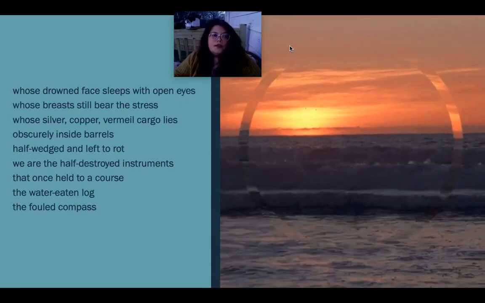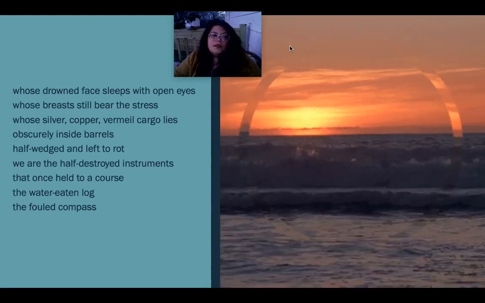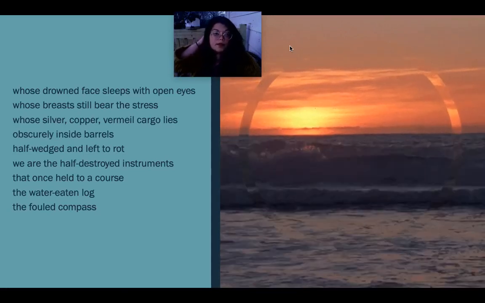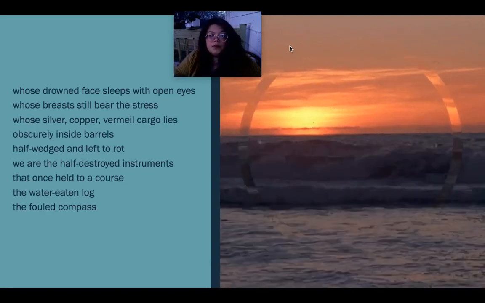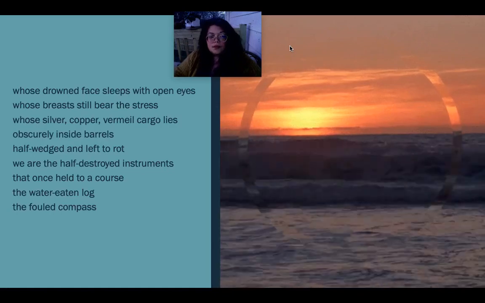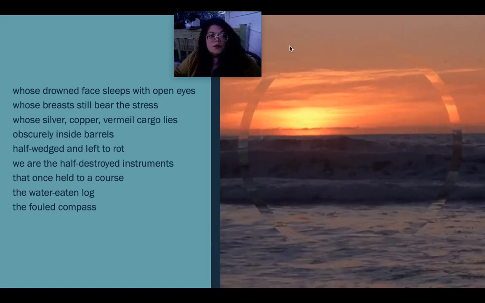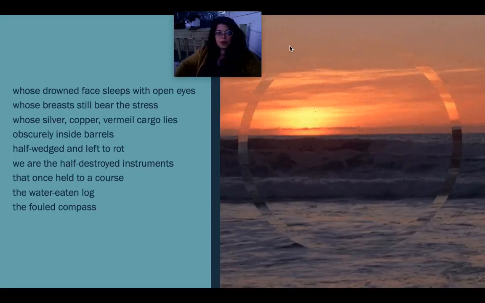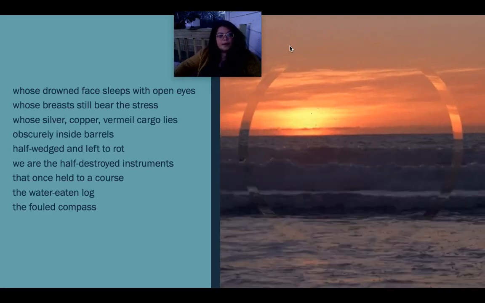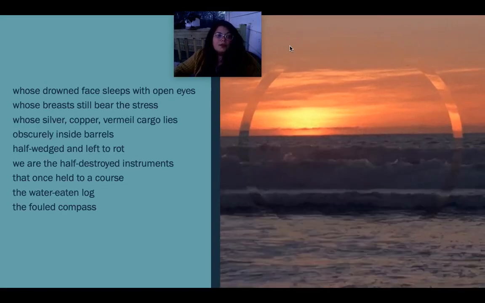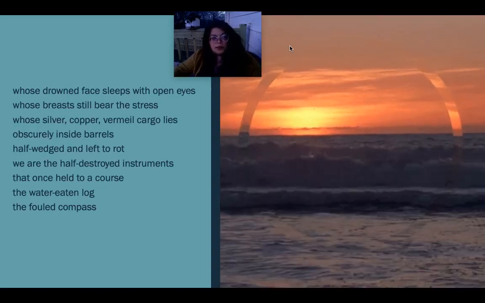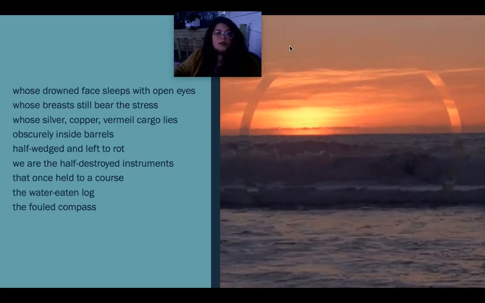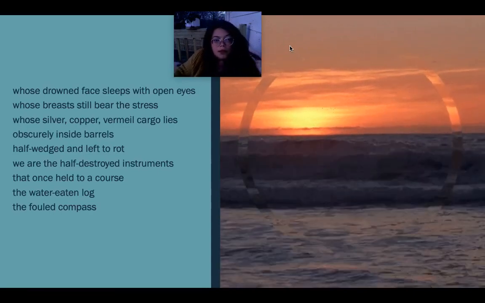Whose drowned face sleeps with open eyes, whose breasts still bear the stress, whose silver, copper, vermeil cargo lies. And we come back to sort of that image that we saw earlier with the drowned face always staring towards the sun. So there's that sort of anxiety that was in there. Obscurely inside barrels, half wedged and left to rot. We are the half-destroyed instruments that once held to a course, a water-eaten log, a fouled compass. And so here, vermeil means gold-plated.